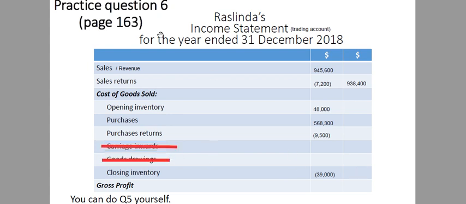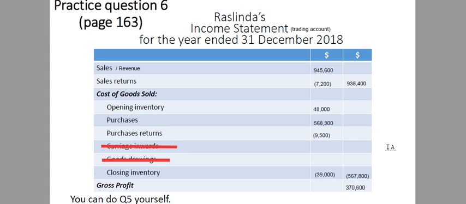Now we will just solve the first column for cost of goods sold. It's 48,000 plus the 568,300 and minus the 9,500 and minus the 39,000, and that gives you 567,800. This will be with the brackets, subtracted from the number above. So we're going to subtract from 938,400 this answer, and we get 370,600. So that's your gross profit.